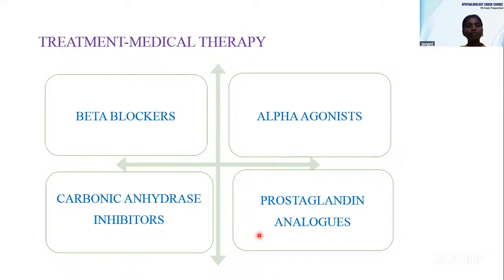And the treatment options being beta blockers, alpha agonists, and carbonic anhydrase inhibitors, which decrease the aqueous production. Prostaglandin analogs will also be helpful as they increase the uveoscleral outflow. But in the initial inflammatory phase, you should avoid them. Later, you can give the patient prostaglandin analogs also.